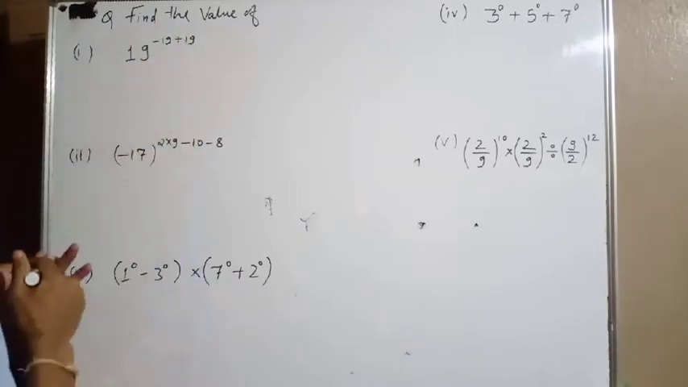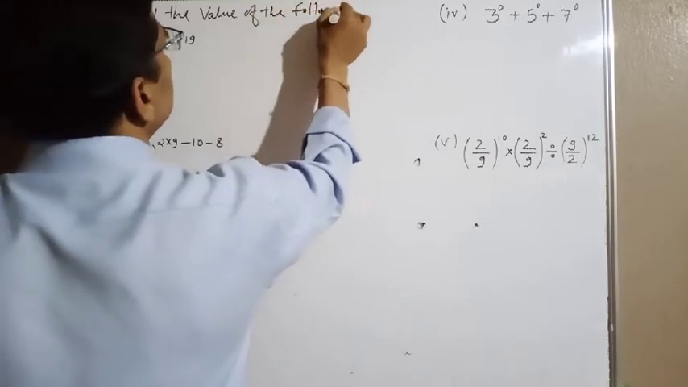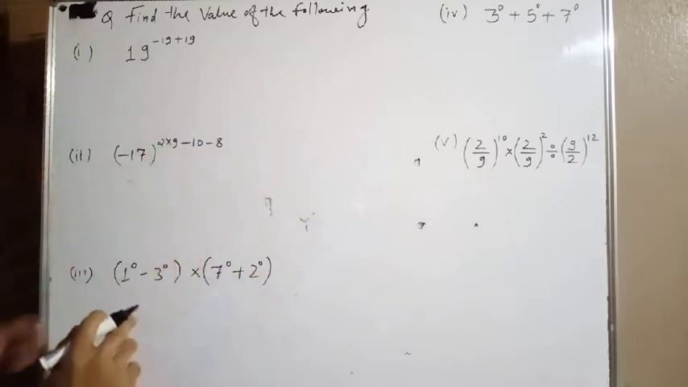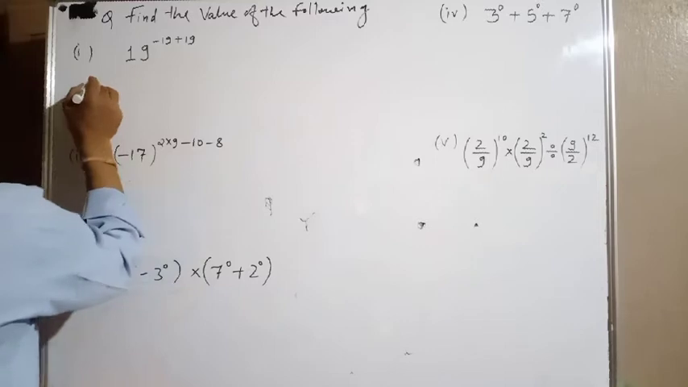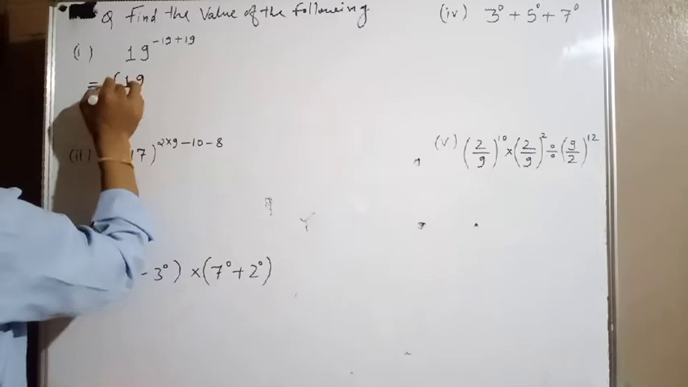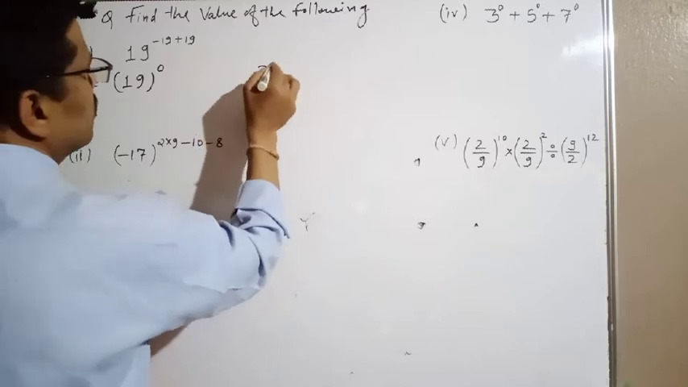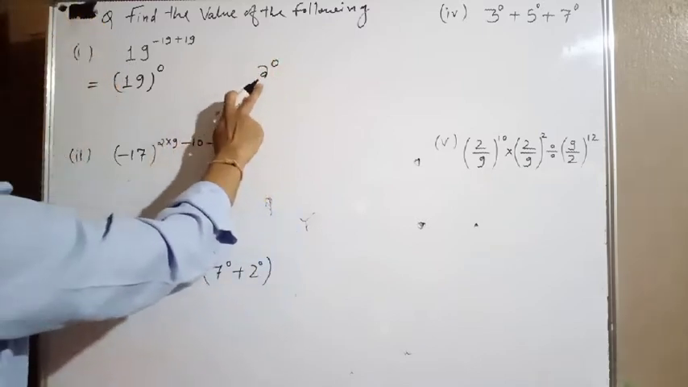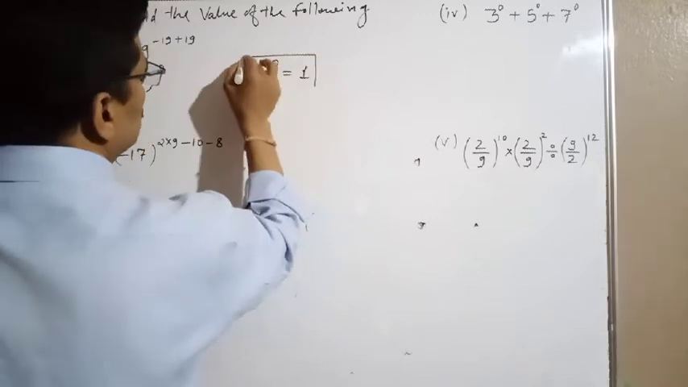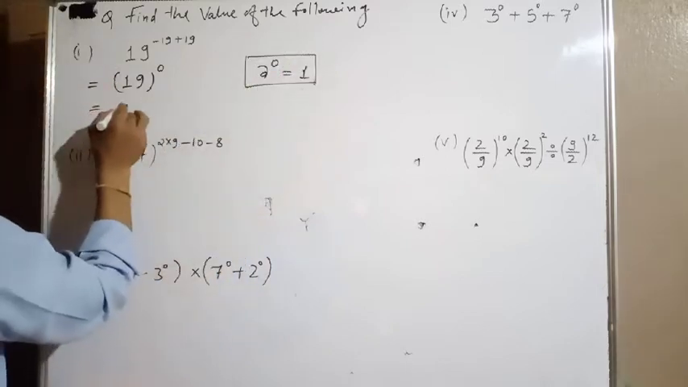Find the value of the following. We have to find the value of these questions. How will you find the value? It is very simple. If you want to solve this, it becomes very easy. 19 power minus 19 plus 19 becomes minus 19 plus 19. What do we get here? 0. And we are using the formula: any non-zero integer having power 0 becomes 1. You have to keep this rule in your mind. We will use this rule in all these questions. What we get here is equal to 1.